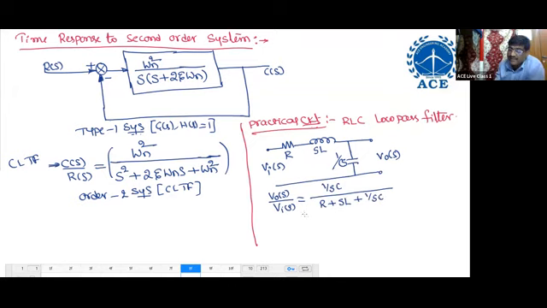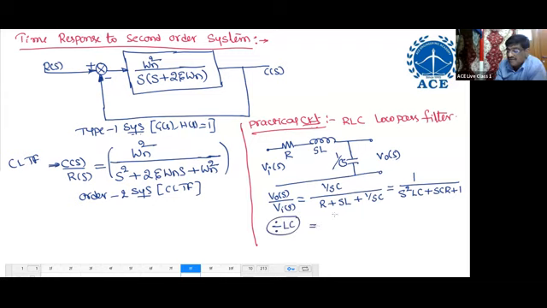Now simplify this. What will you get if you simplify this? 1 by sC cancels, s into s gives s square. So we get s square LC plus sCR plus 1. Now divide with LC.